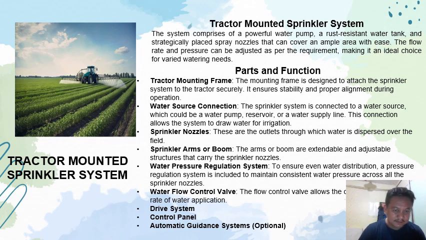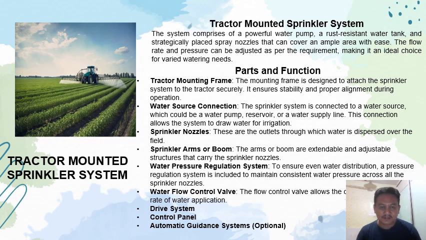Next, tractor mounted sprinkler system. The system comprises a powerful water pump, a rust resistant water tank, and strategically placed spray nozzles that can cover an ample area with ease. The flow rate and pressure can be adjusted as per the requirement, making it an ideal choice for varied watering needs.